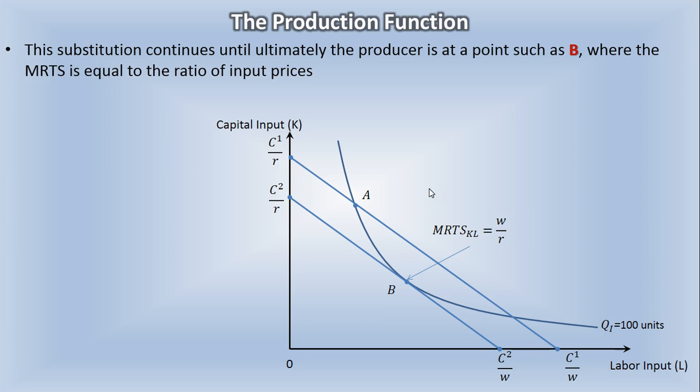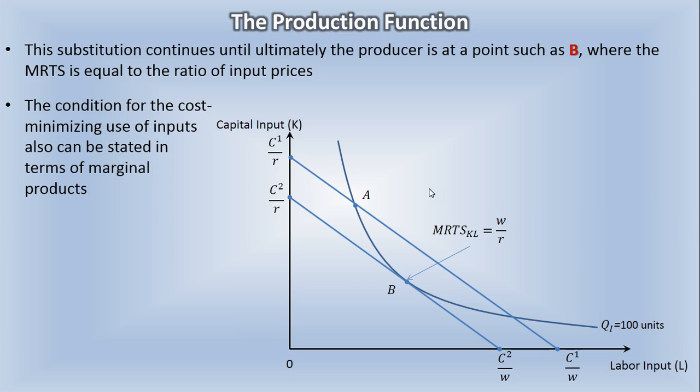So again, the rate at which the firm is willing to trade off labor for capital is greater here than the market requires. And so essentially, it's cheaper for the firm to use more labor. And so they do over here. But let's say over here, the rate at which the firm is willing to trade off labor for capital is less than what the market requires. And so in that case, labor is more expensive than the firm is willing to pay for labor. And so they would use less labor and more capital and move back to point B.